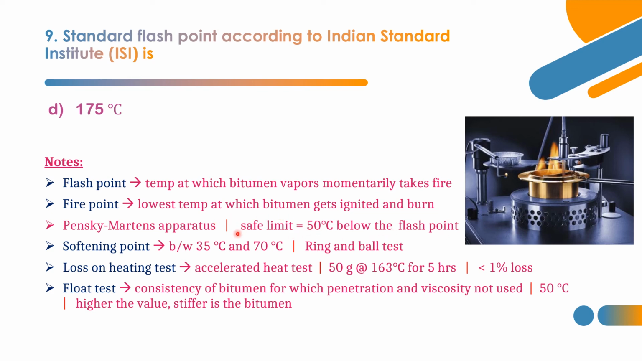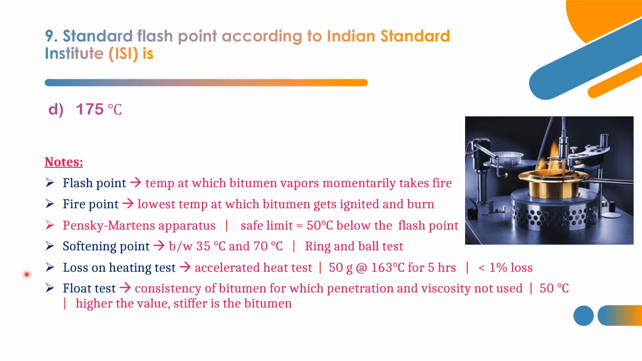That is the basic safe limit. For example, 175 degrees Celsius is the standard flash point. Then what will be the safe limit? 175 minus 50. That is the safe limit. And the apparatus used is named as Pensky-Marten's apparatus for flash and fire point test.